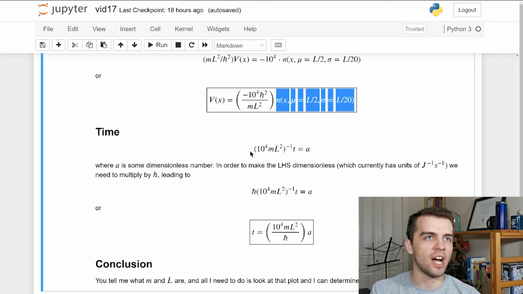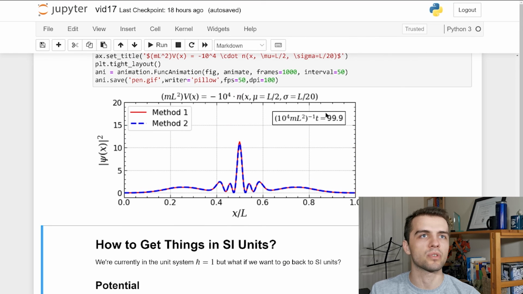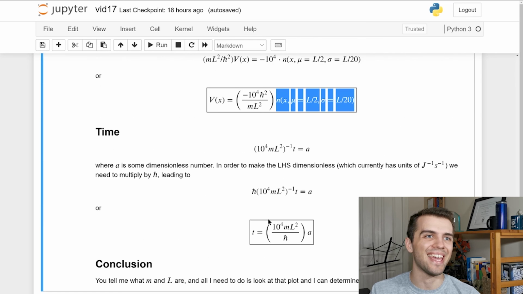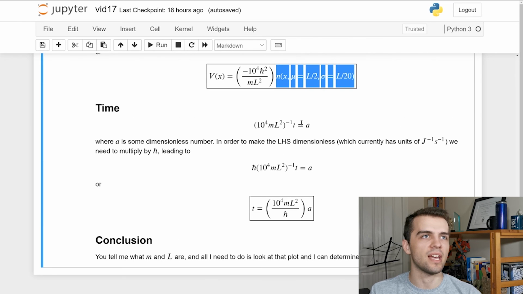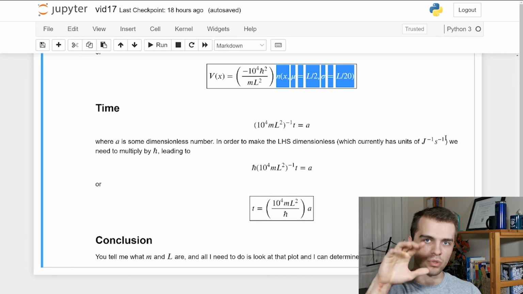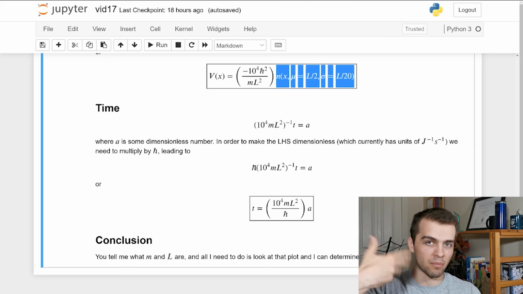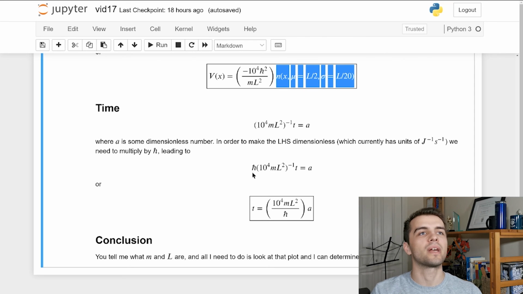We can do the same thing for time. Remember that the time shown on the plot here, you have time equals some number, and I call this number a here. So time equals a. And we know that a is dimensionless, but the left-hand side is not dimensionless. It turns out that the left-hand side actually has dimensions of joules inverse seconds inverse. And in order to make this dimensionless, h bar having units of joules seconds, we multiply the left-hand side by h bar, leading to this formula here. Remember, h bar equals 1, we can multiply by 1, that's fine. We get this formula here.